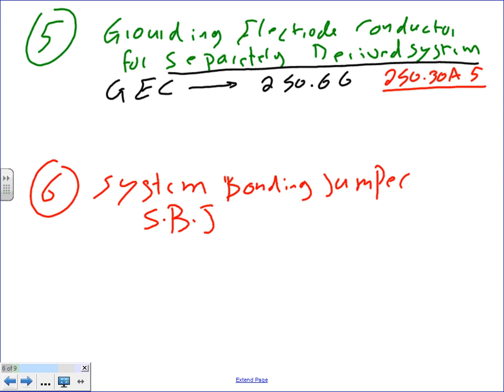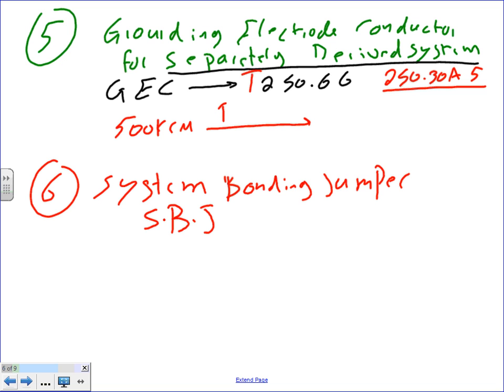Well, if you have a separate derived system, guys, why do you go to 250.66, Ashley? Because this is not a main. This is a separate derived system. Why would you go to 250.66? Because 250.30(A)(5), a grounding electrode conductor for a single separate derived system, will tell you to do so. Okay? So if anybody's questioning it, like any other grounding electrode conductor, guys, we size based on 500 kcm.